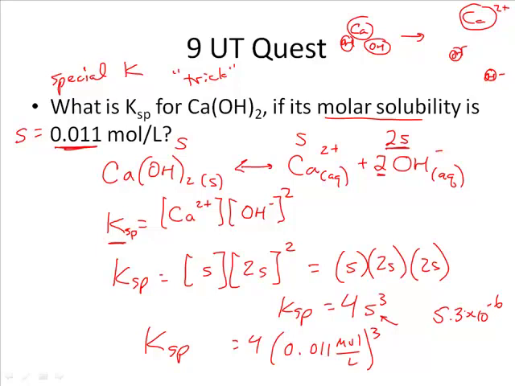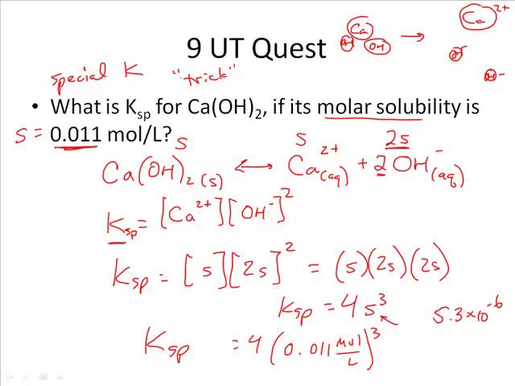And K is the one thing that doesn't have units, so that's why there's no units on this. So 0.011 cubed times 4, and then in scientific notation I got 5.324 times 10 to the negative 6. I think it was a multiple choice there. That's the answer.